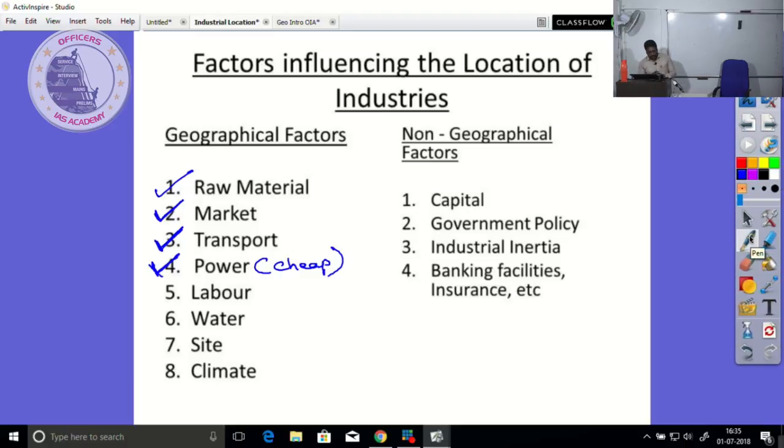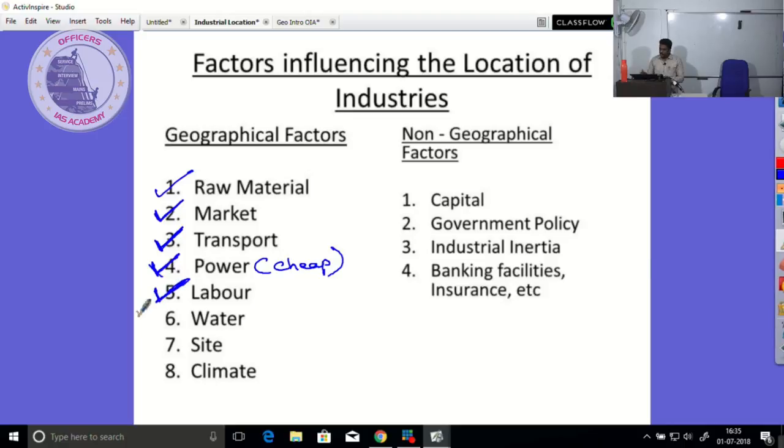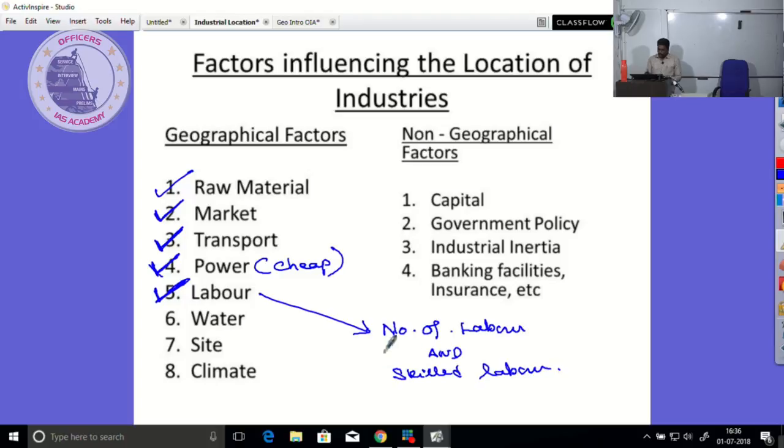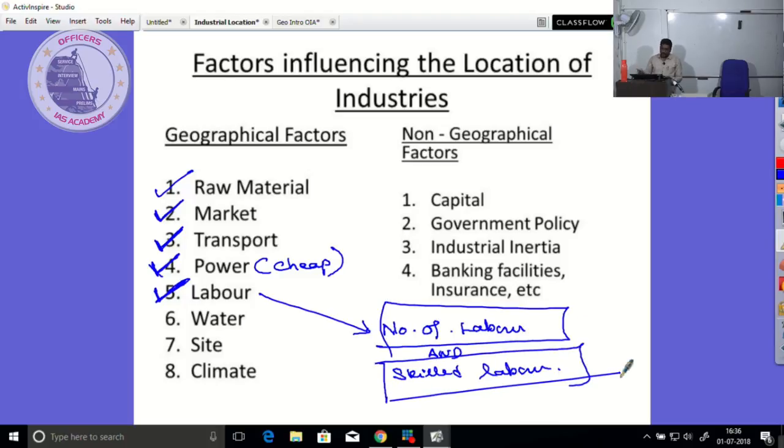The next factor I am talking about is labor. When I talk about labor, it is not only the number of available laborers. The number of laborers is needed, no denial about it, but more than that, what you need is skilled labor. The problem of India is not with the number of laborers, it is with skilled labor. Every company which comes for campus interviews has an objective of taking 100 students, but the skilled students for a clerical job in a software company are very, very few. For administrative service, there are more.